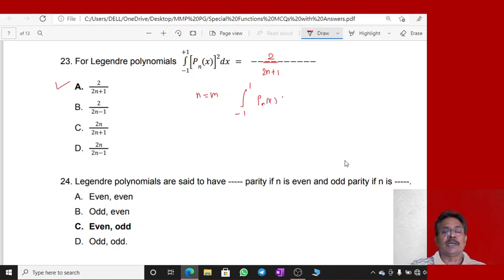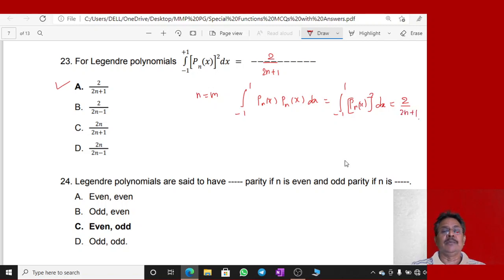integral minus 1 to plus 1 Pn of x multiplied by Pn of x, m is replaced by n, into dx, that comes to be integral minus 1 to plus 1 Pn of x bracket square into dx, and if this integral is solved and if it is found, the correct value of this right hand side comes to be 2 upon 2n plus 1.